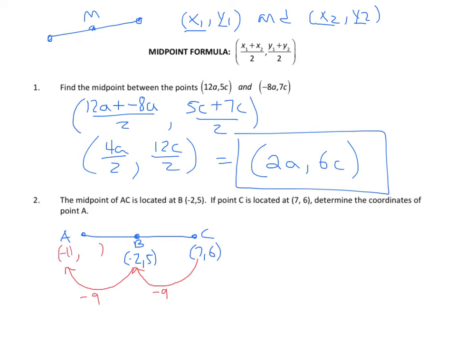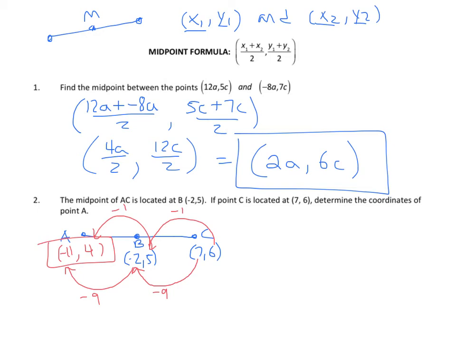So just kind of following the distance between the x's from C to B and then doing that same distance from B to A. And then I do the same thing with the y's. For the y coordinate from C to B, it goes from 6 to 5, which is down 1. And so I'm going to go down 1 from B to A for the y coordinates. 5 minus 1 is 4. So I get the point negative 11, 4.